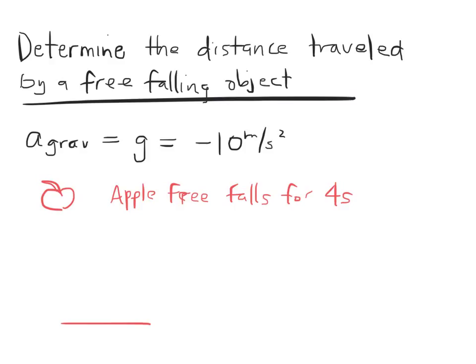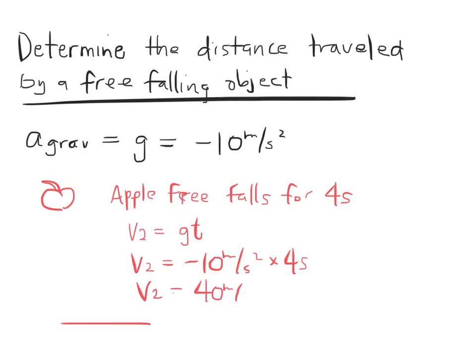We saw that we could figure out the final speed by doing g times t. This was in the last lesson. Negative 10 meters per second squared times 4 seconds, v2 is 40 meters per second, and there should be a negative sign there because it's falling down. Because I dropped the apple, v1 will be 0.